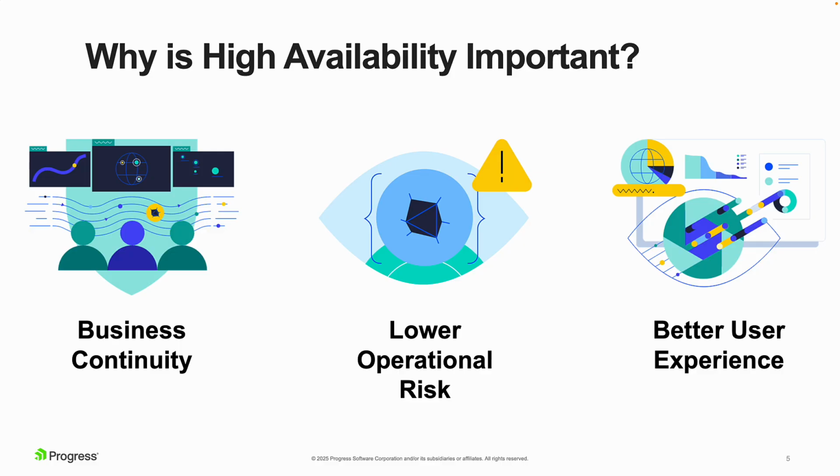And then finally, better user experience. Users, whether internal staff or external customers, expect fast, reliable access to services. High availability helps deliver that by minimizing downtime and maintaining consistent performance. For systems administrators, this translates to fewer support tickets, better SLA compliance, and a reputation for dependable infrastructure. It also builds trust in IT operations and reduces friction across departments.